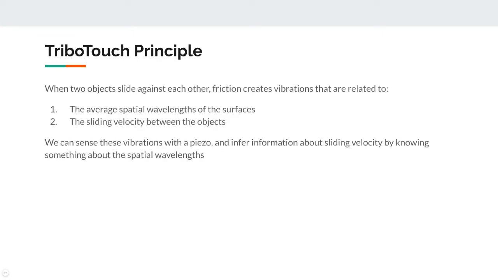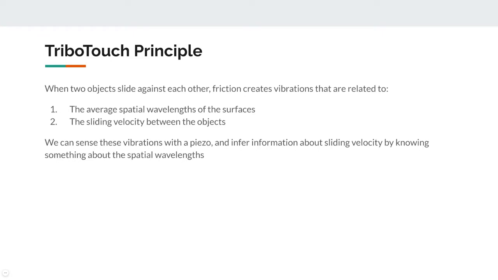Our method relies on the principle of frictional interaction. When two objects slide against each other, friction creates vibrations that are related to one, the average spatial wavelength of the surfaces, and two, the sliding velocity between the objects. We can sense these vibrations with a piezo and infer information about sliding velocity by knowing something about the spatial wavelengths. What do I mean by this?